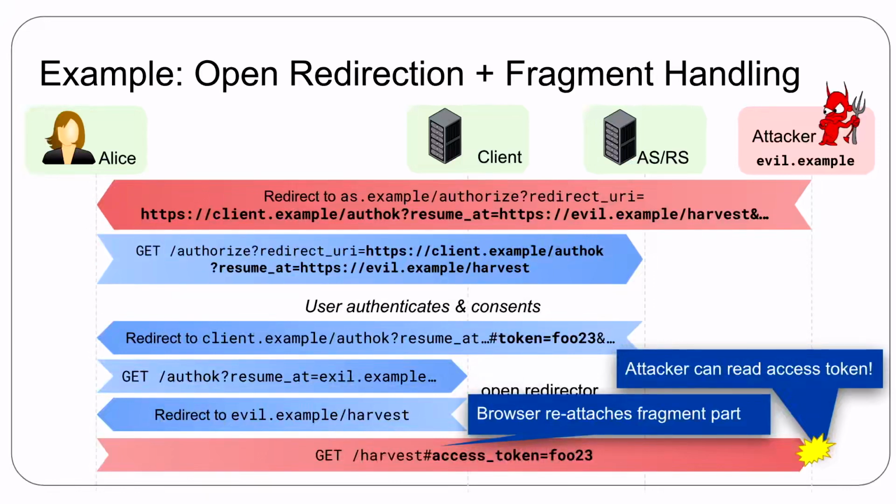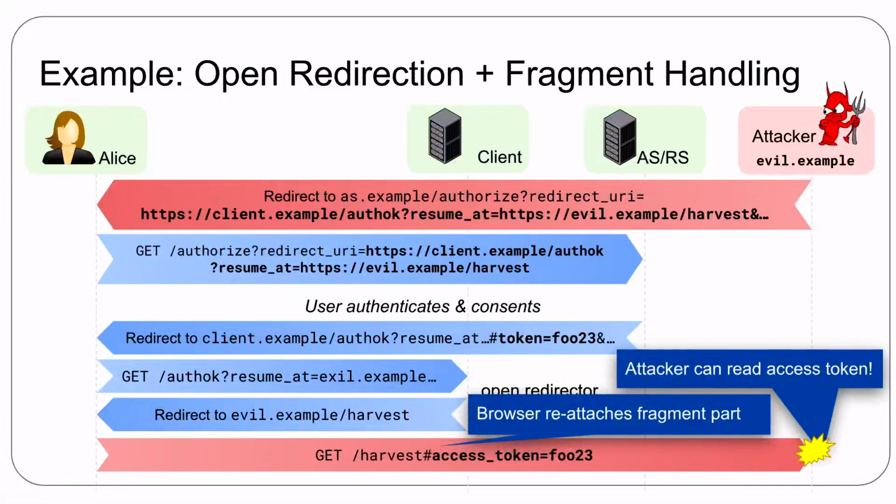The browser will call evil.example/harvest and attach the fragment to that URI. So the attacker can use some JavaScript. The fragment is not sent in the GET request, but the attacker can just use some JavaScript to harvest that token. So how did that happen?